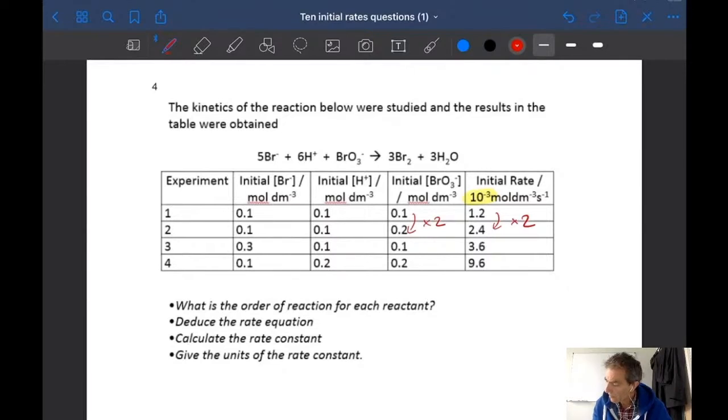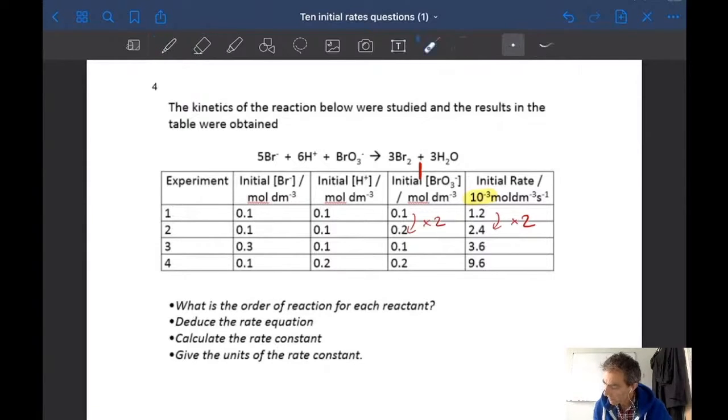So the order with respect to BrO3 minus is 1. So where will I put that? I'll just see if I can, hopefully that will stand out there. Okay, next one. So I'm looking at experiments 1 and 3.